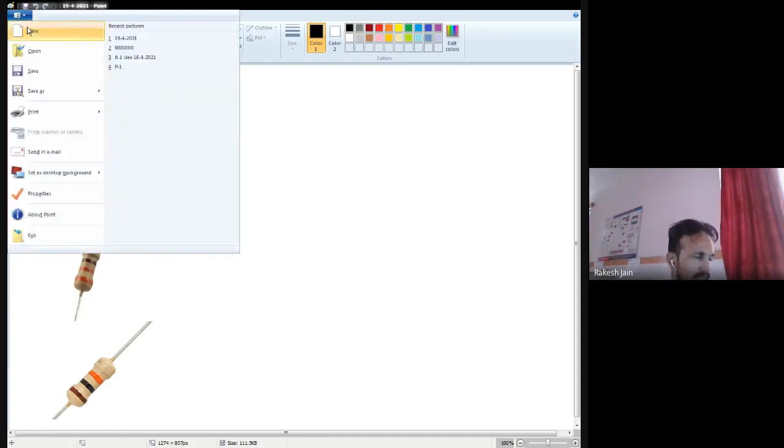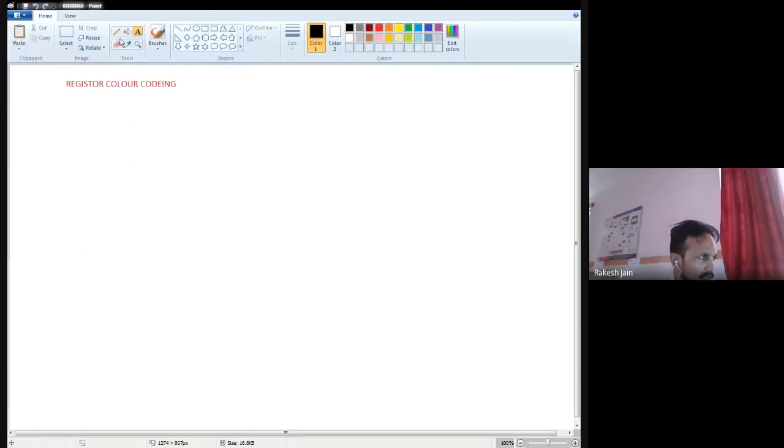We use this as a symbol, and this is your resistor. Resistors are those which provide obstacle in the flow of current. The symbol of a resistor looks like this. The unit of resistance is ohm, and the abbreviation for resistance is R.